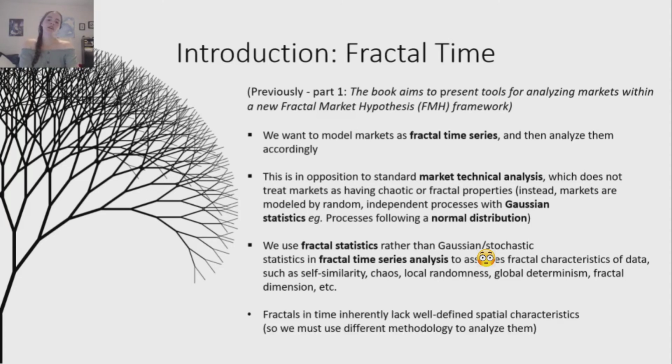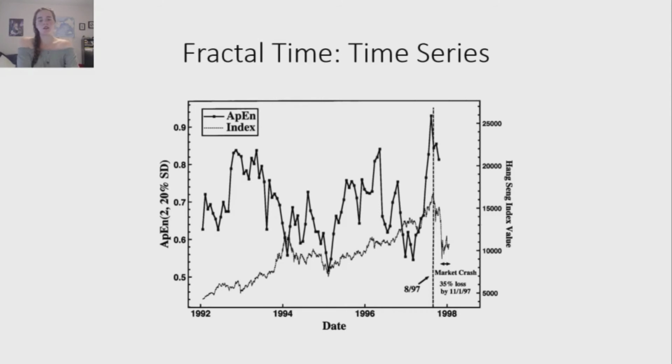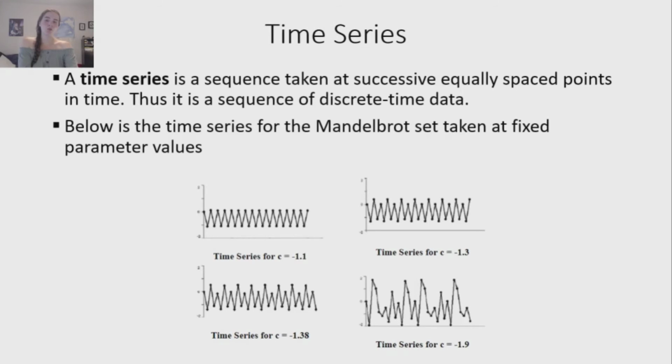Fractals in time inherently lack well-defined spatial characteristics, so we have to use different methodology to analyze them. So now we're going to talk about what exactly is a time series. Really simple, a time series is a sequence taken at successive, equally spaced points in time. Thus, it is a sequence of discrete time data. So on your horizontal axis, you'll have time, and you'll have equal steps in time at which you sample your data. And then on the vertical axis, you have whatever you're using to measure your data.